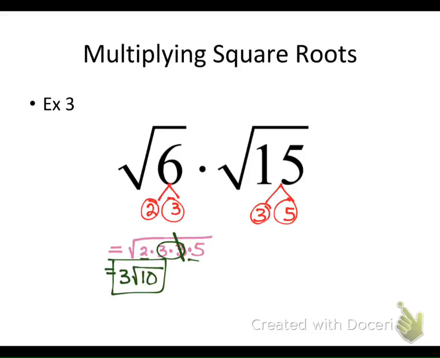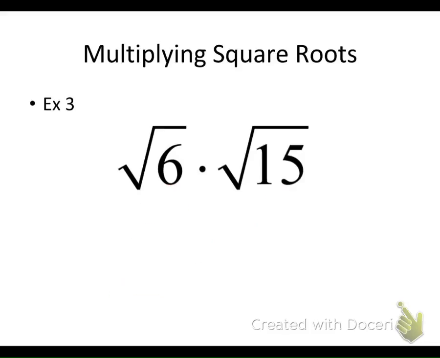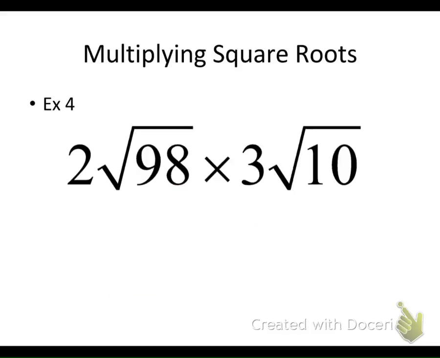So let's try another one. So we have the 2 square root of 98 times 3 square root of 10. So the first thing I'm going to do is what? Multiply my coefficients. Good, Kelsey. So what are my coefficients when I multiply them together? 2 and 3. Which equals? 6. So I'm going to rewrite my 6 down here.